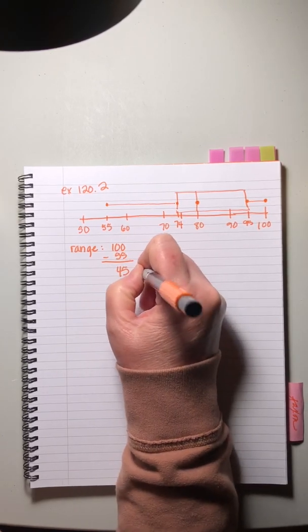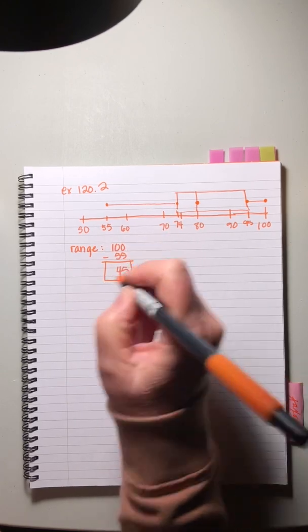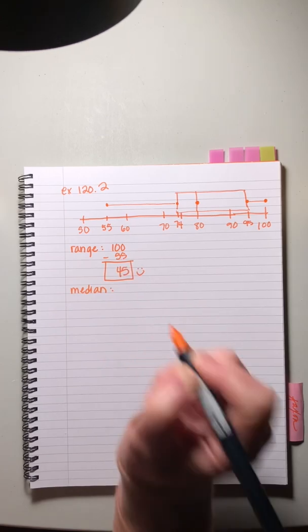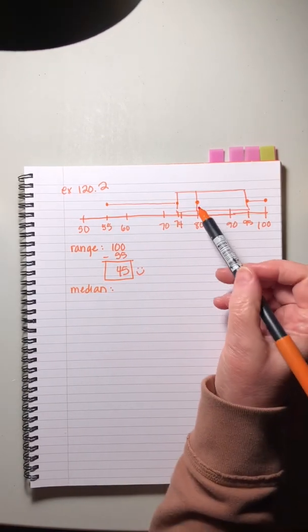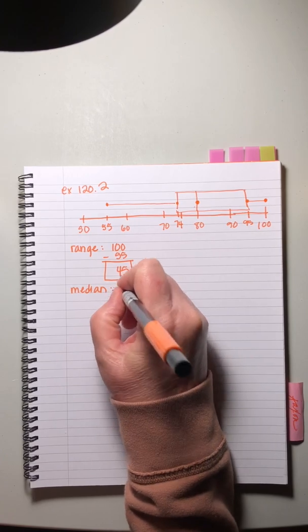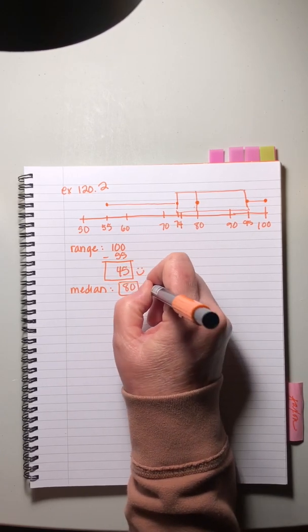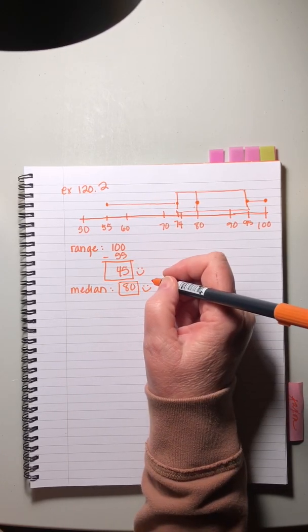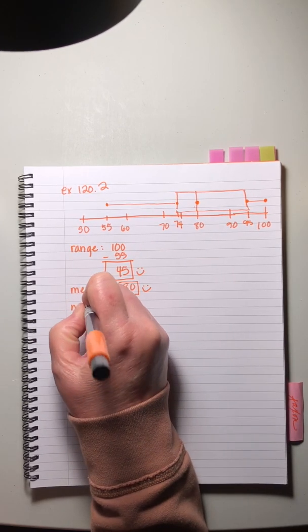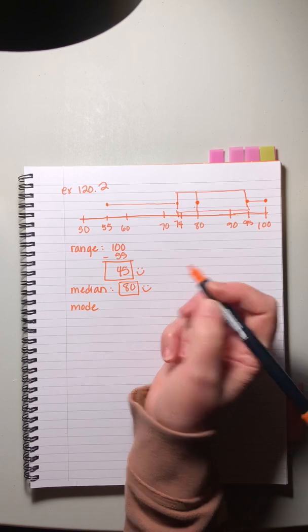Correct. The median, okay, we know that the median is what's at the middle of the box, right? So the median is 80. We can just glance at it. That's right. The mode, remember, is the most popular one.